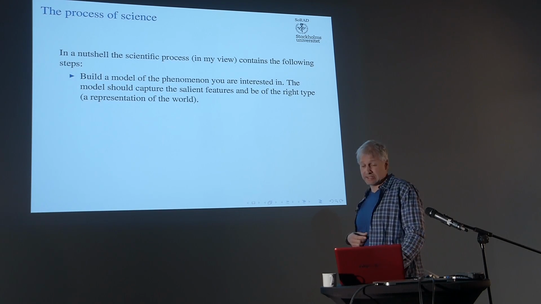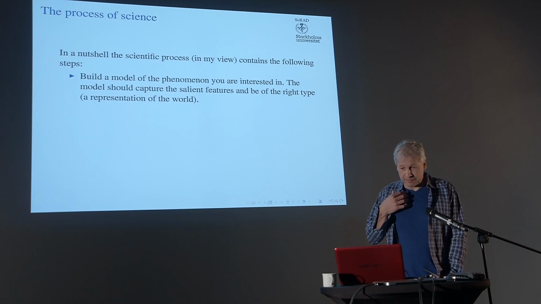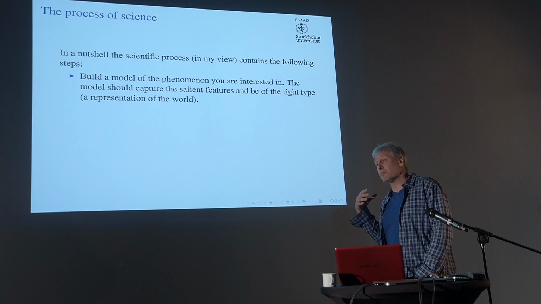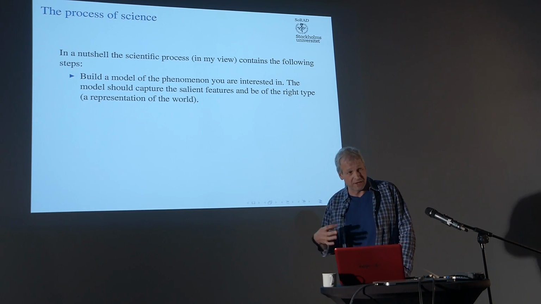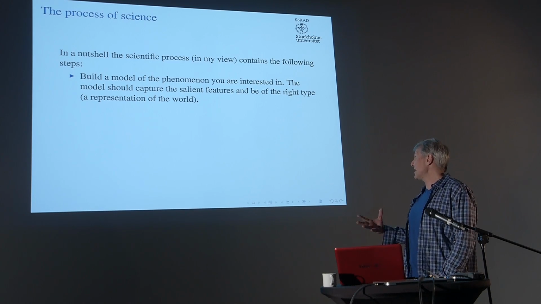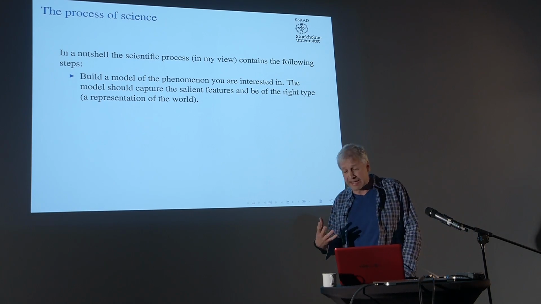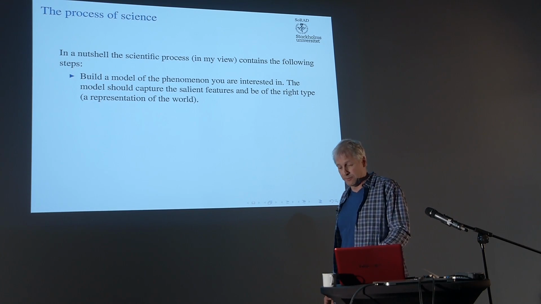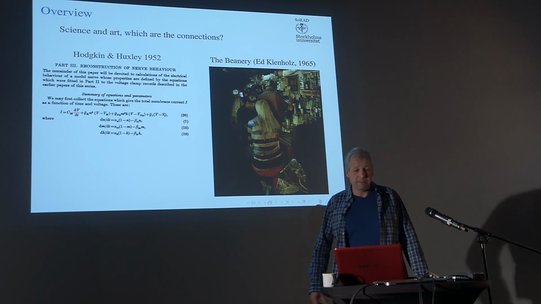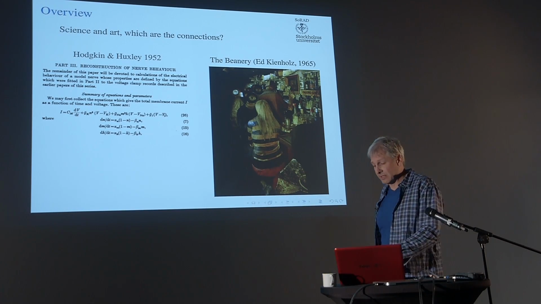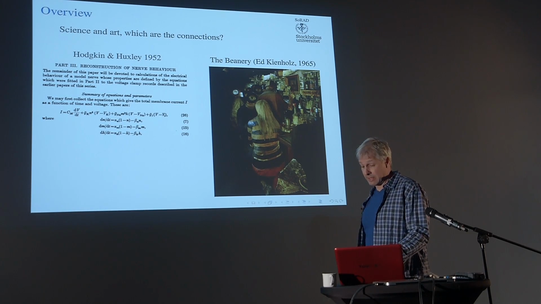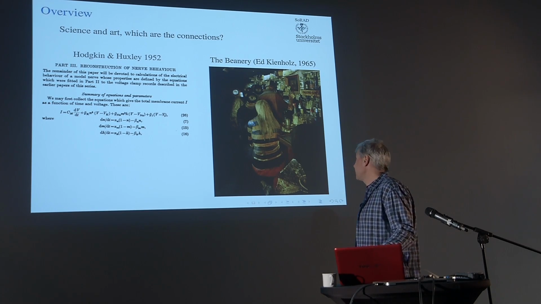So, the scientific process, this is my personal take on that, but a very important aspect is to build a model or a representation of the phenomenon that you want to study, okay? This model should capture the salient features, and it should be of the right type. It should have the right ontology. So here, Hodgkin and Huxley made their famous model of a nerve cell or action potential propagation. Edward Kienholz made his famous representation of the Beanery.